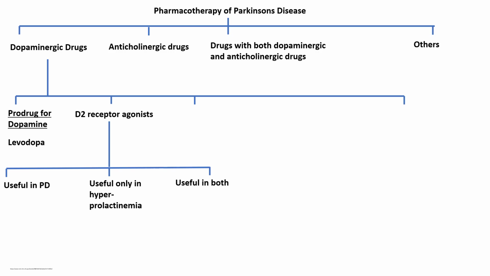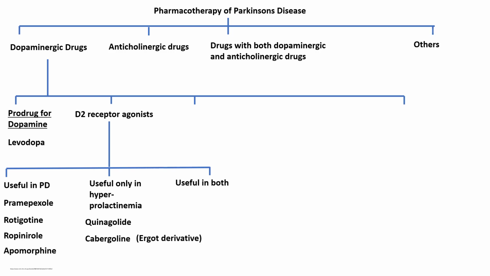Those that are useful in Parkinson's disease include pramipexole, ropinirole, rotigotine, and apomorphine. Those which are useful for hyperprolactinemia include quinagolide and cabergoline. And those D2 receptor agonists which are useful for both Parkinson's disease and hyperprolactinemia include bromocriptine. Both bromocriptine and cabergoline are ergot derivatives. The other D2 receptor agonists are non-ergot derivatives.